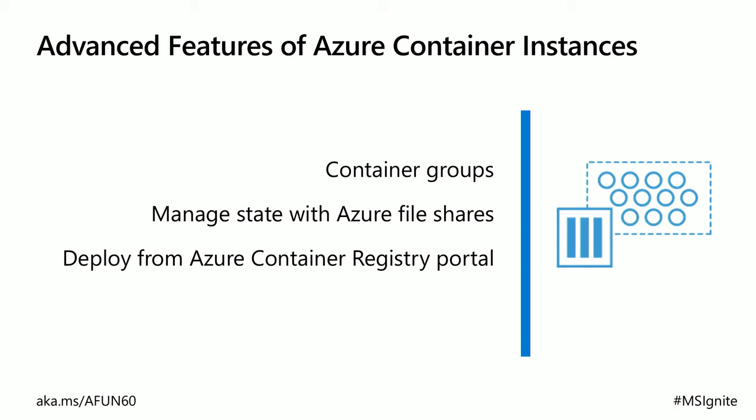So to persist that state beyond the lifetime of the container, if you have some data stores that you want to work with, you want to mount some volumes, maybe in storage, and then mount those as you're running these other ACI instances. And it's really easy to deploy these from Azure Container Registry Portal as well.